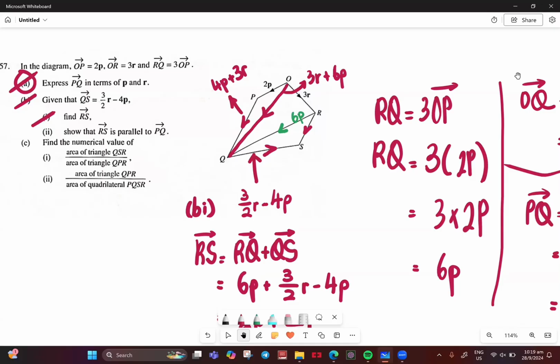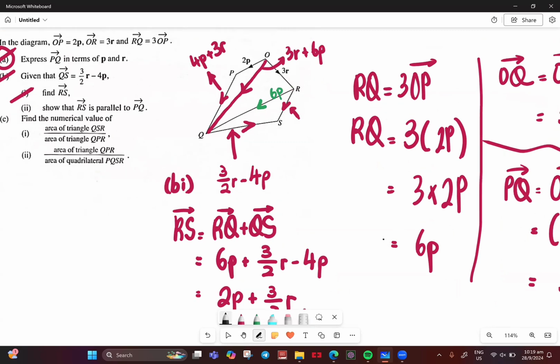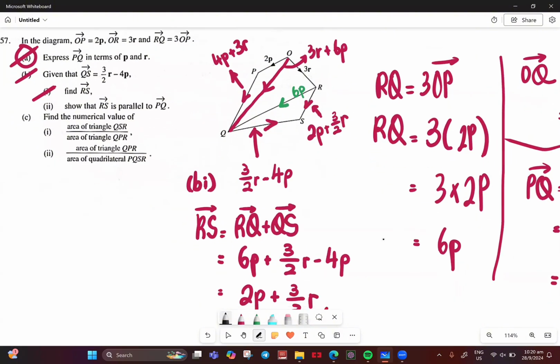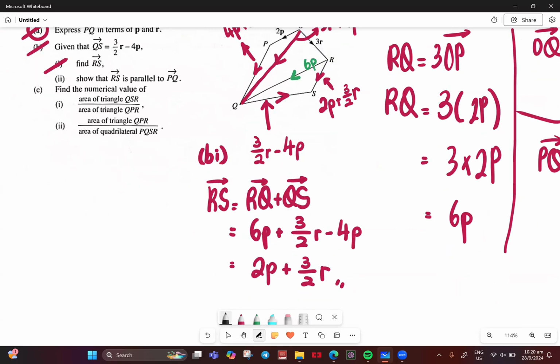Now the next thing I want to do is note this down. RS is actually equal to 2P plus 3 over 2R. Am I making sense? That is my RS. Why is it 2P plus 3 over 2R? Because I already found it just now, in case you haven't realized.